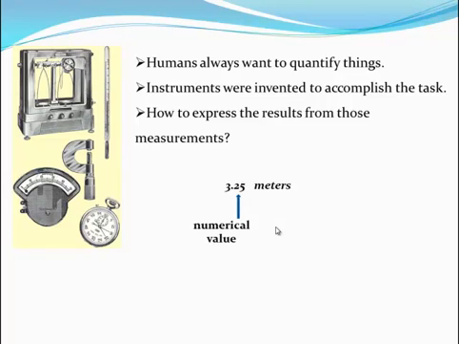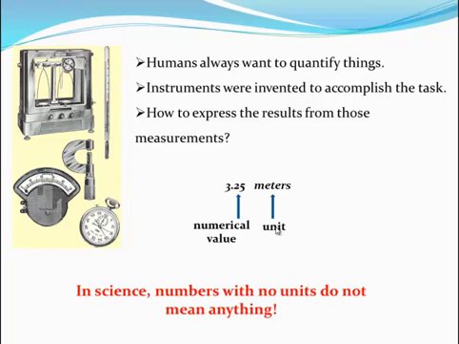So the first part is the numerical value of the measurement, and the second is the unit. From now on, any number in chemistry class is meaningless if it does not convey what measurement the number refers to. In science, numbers with no units do not mean anything. It has to have numeric values, numbers plus units.